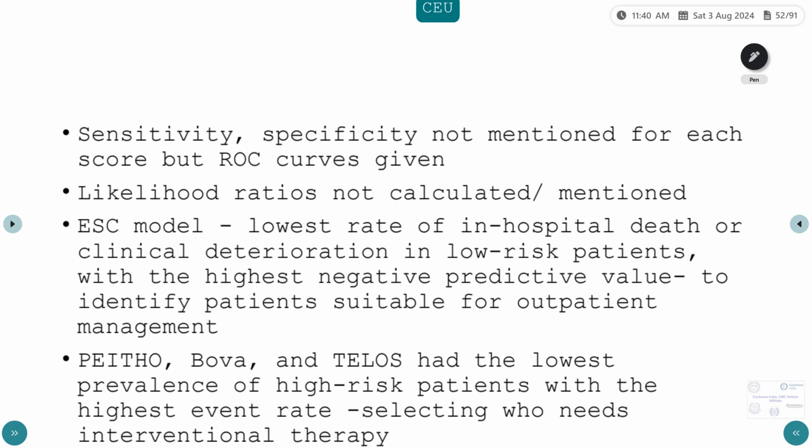They have also written that the other scores had the lowest prevalence of high-risk patients with the highest event rate. But again, we saw that the positive predictive values were not too high. It was only around 10%. So the ESC model could be used for outpatient management, but the others may not be good to predict the primary outcome.